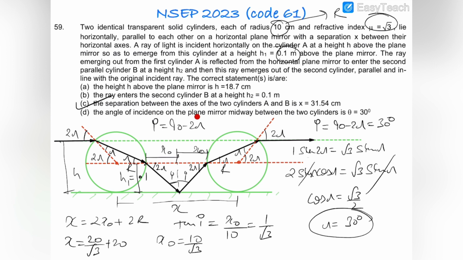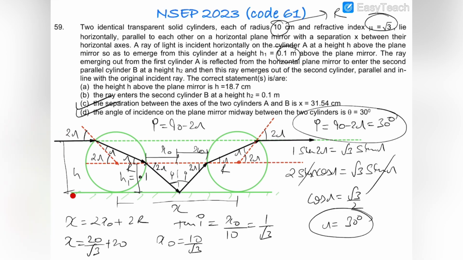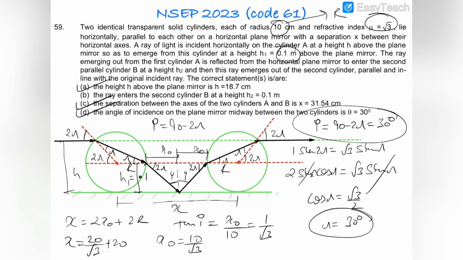Now the angle of incidence on the plane mirror in the midway of the two cylinders is 30 degree. This is also correct. We have already derived it. And the ray enters the other cylinder at a height of 0.1. This is also correct. And now we need to find out the value of h. So this h will be equal to this r plus r sine 2r. So h will be equal to 10 plus 10 sine 2r, which is 60. So h will be equal to 10 plus 10 root 3 by 2, which is approximately 8.7. So the correct answers of this question are A, B, C, D.